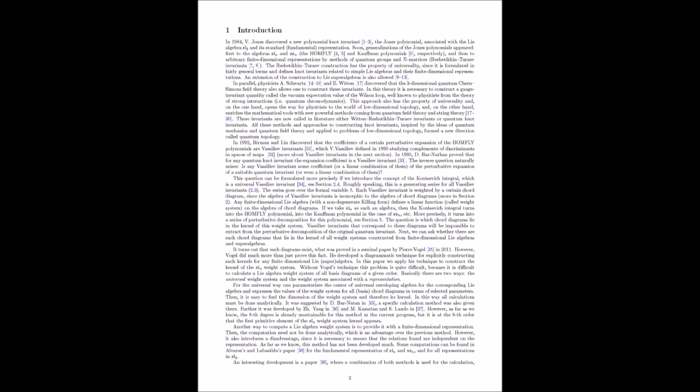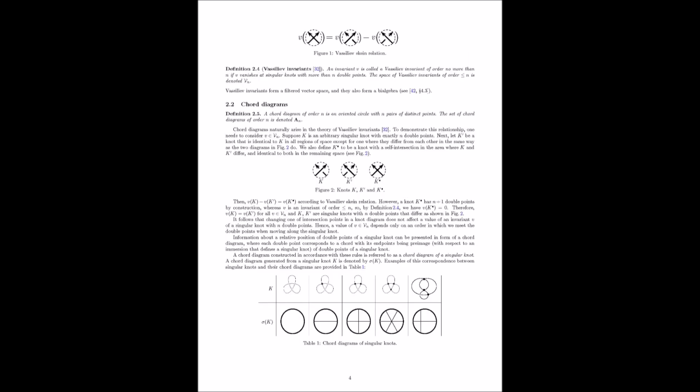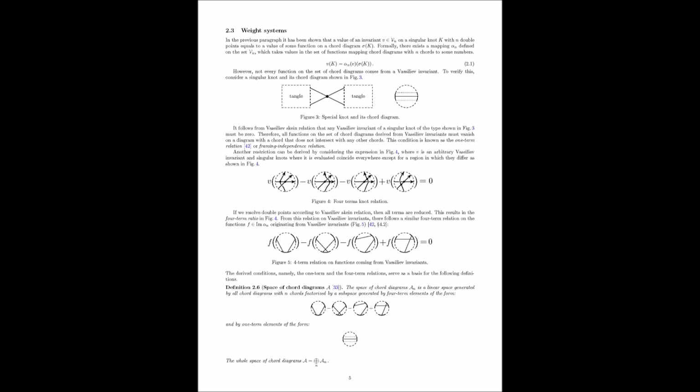Now that we've explored Vassiliev invariants, chord diagrams, weight systems, and the Kontsevich integral, I think it's time to bring in a key player in this deep dive. Who's that? Vogel's algebra. Okay, I'm ready to learn. It's denoted by the Greek letter lambda, and it introduces a whole new perspective on those Lie algebra weight systems. Okay, I'm all ears. What makes this algebra so special?